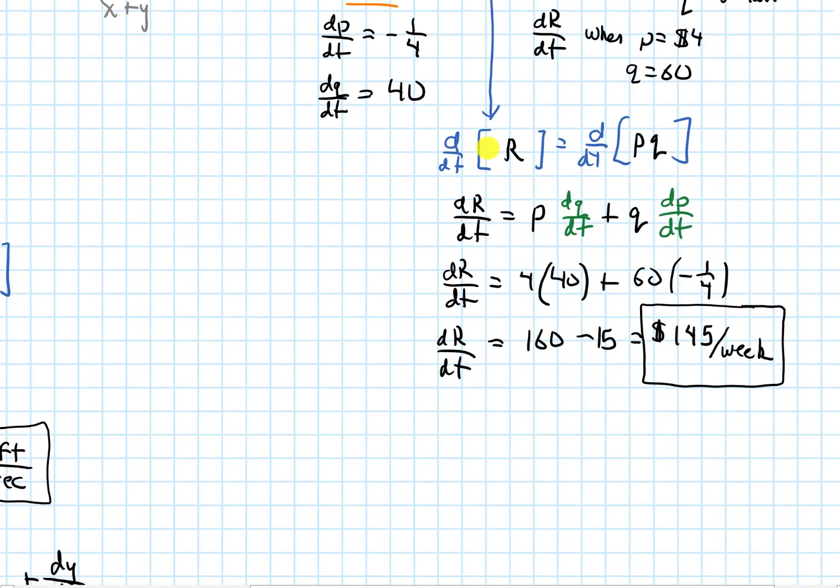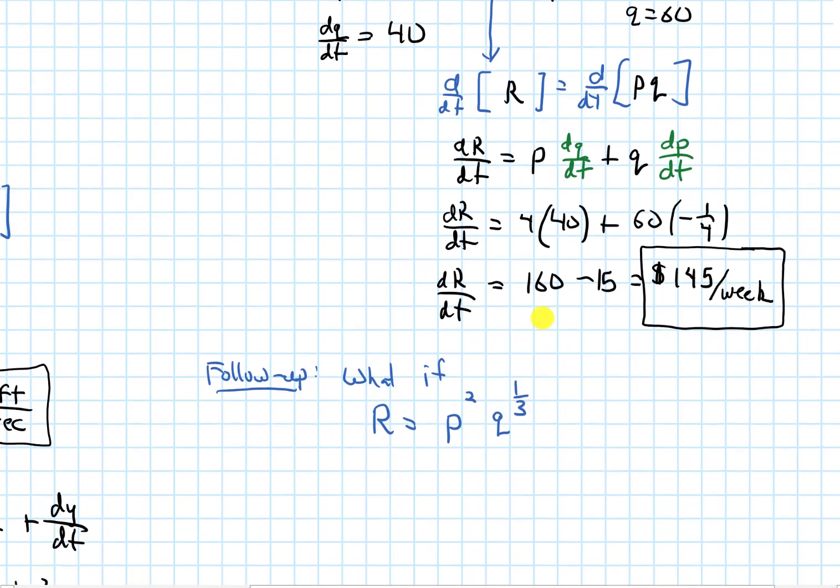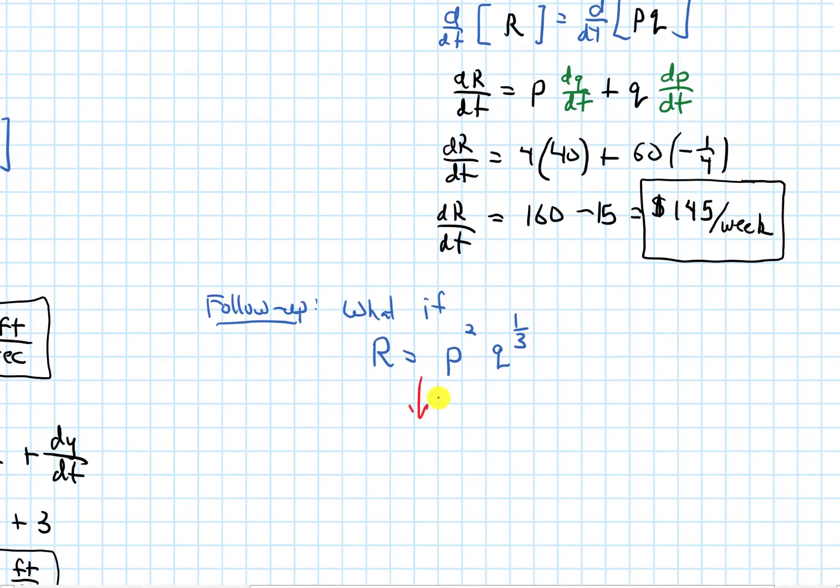So this was a situation where I needed to use product rule in a related rates problem. I want to give a quick follow-up just to make sure that we're comfortable doing these implicit differentiation questions involving d/dt and product rule. So what if I had an equation like R equals P squared Q to the 1/3? What if I put some powers on the P and the Q and I needed to do the derivative? I need to do d/dt of both sides. I want to give you a quick 1 minute to try this on your own. 4, 3, 2, 1. Pause it for a minute to try that.